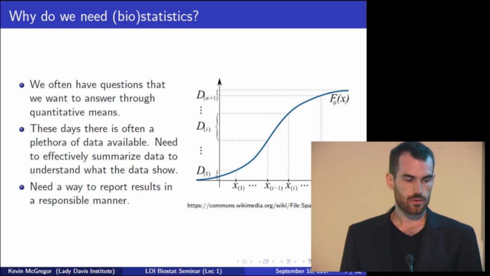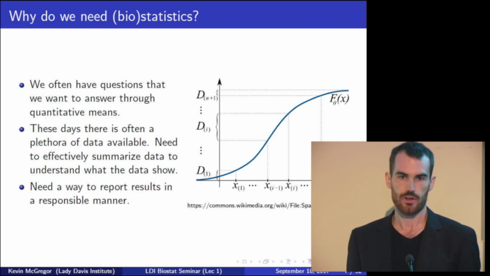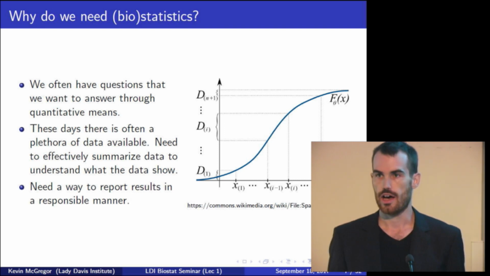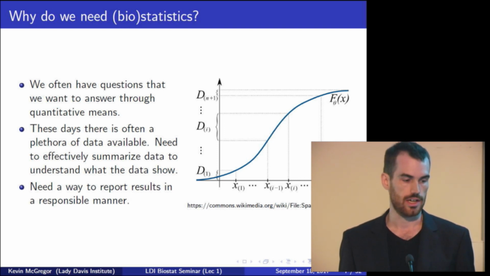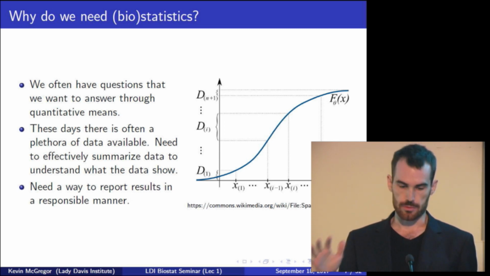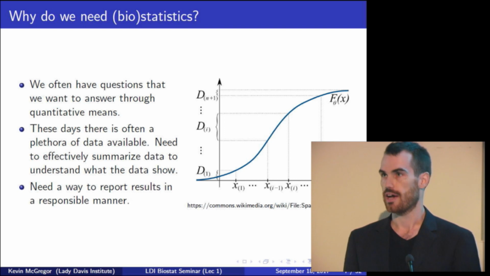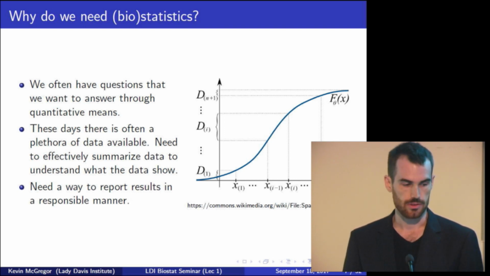So we often have questions that we want to answer through quantitative means. So we do some sort of study, we collect data, we have a lot of quantitative data. If we look at our data in, say, an Excel file, it can be very difficult to discern any patterns just by looking at our raw data. And so statistics allows us to compress our data down into a human readable format and answer very specific questions that we might be interested in.